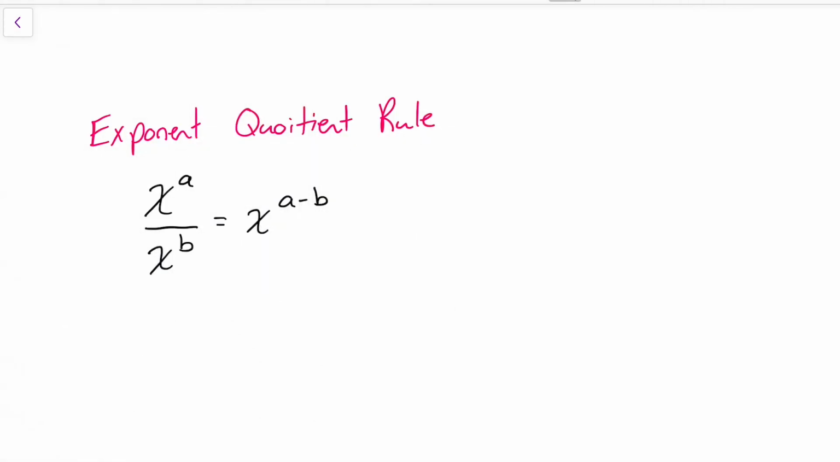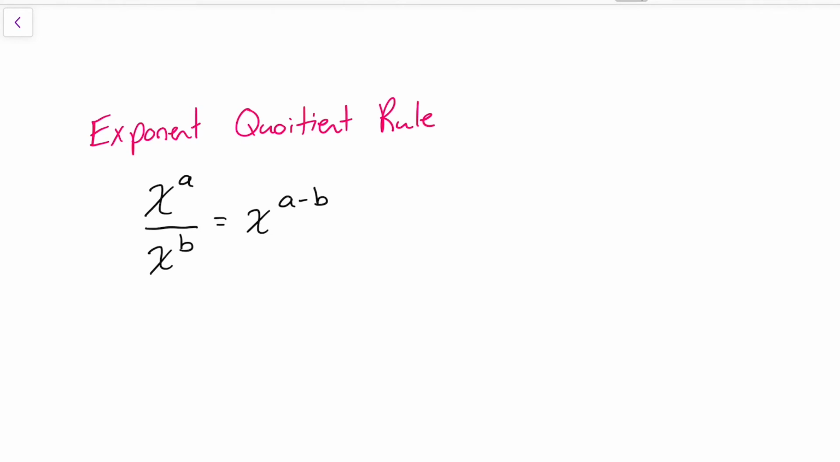Quotient rule. Much like the product rule, these have to be the same base. In this example, our base is x again, and if we're dividing, so here we have x to the power a divided by x to the power b, and we're asked to simplify this, this would be equal to x to the a minus b.